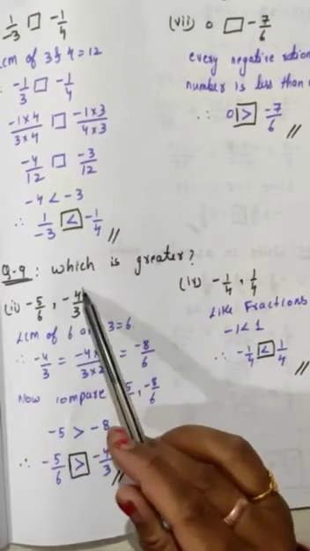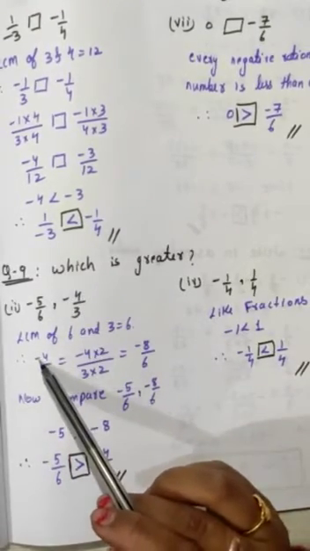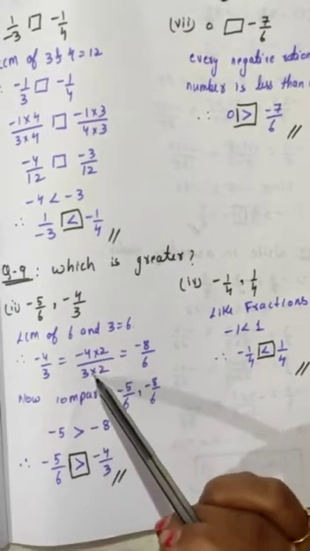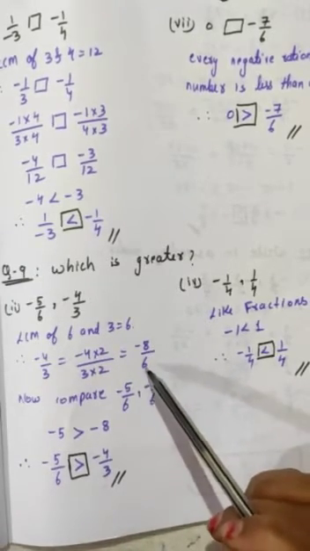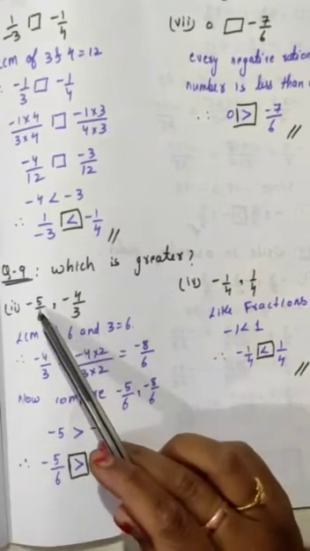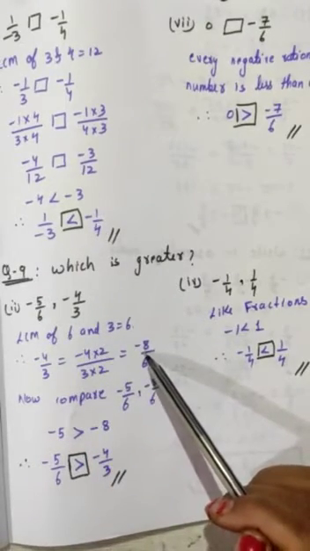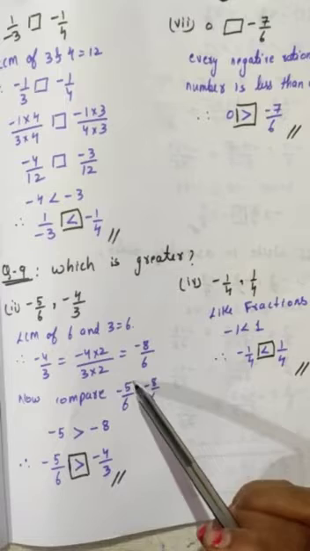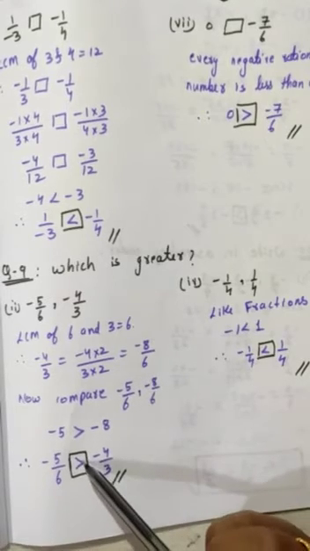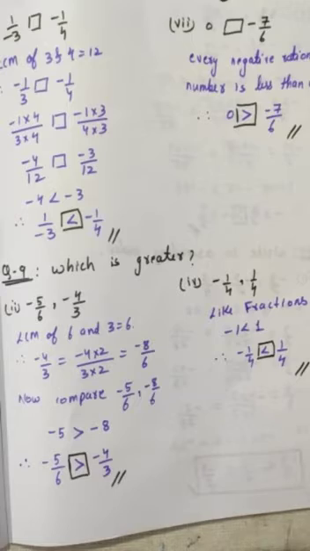You will convert the second fraction. It will become -4 into 2/3 into 2. So which is -8/6. Now you can compare minus 5 and minus 8. And since minus 5 is greater than minus 8, you can put the sign as greater than. Okay, I hope all of you are getting it.